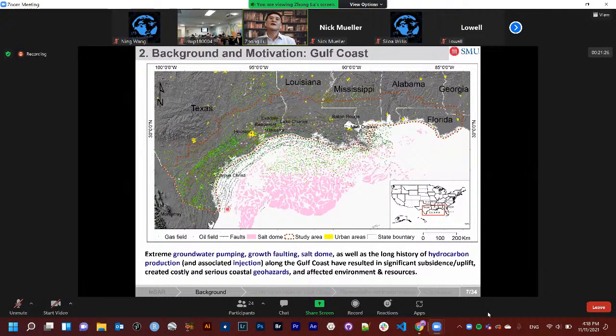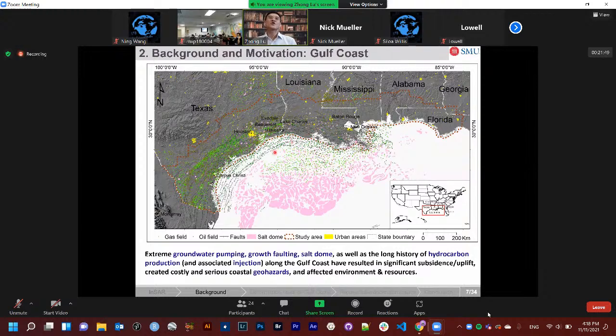So our study area covers pretty much from the western part of southern Texas all the way to the northern part of Florida. So it's about 500,000 square kilometers. So imagine if you wanted to look at this with GPS data, how many GPS stations you would need.